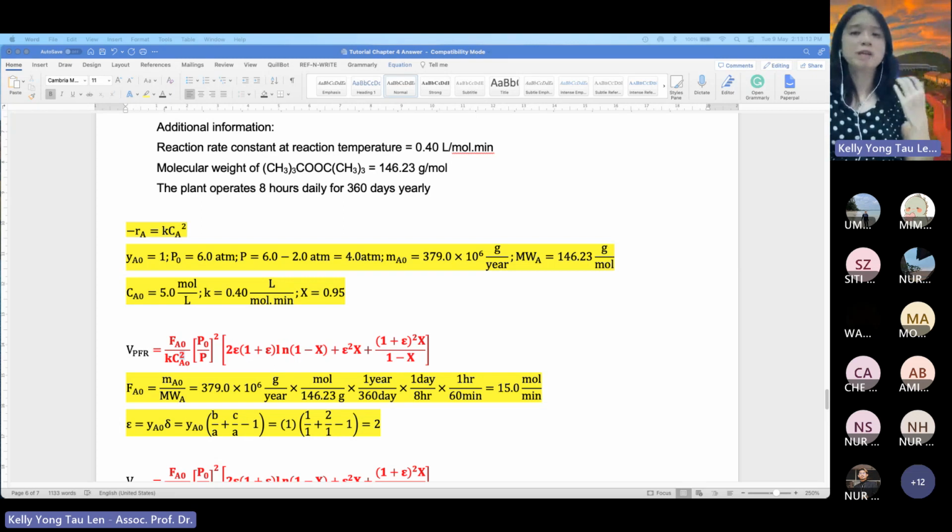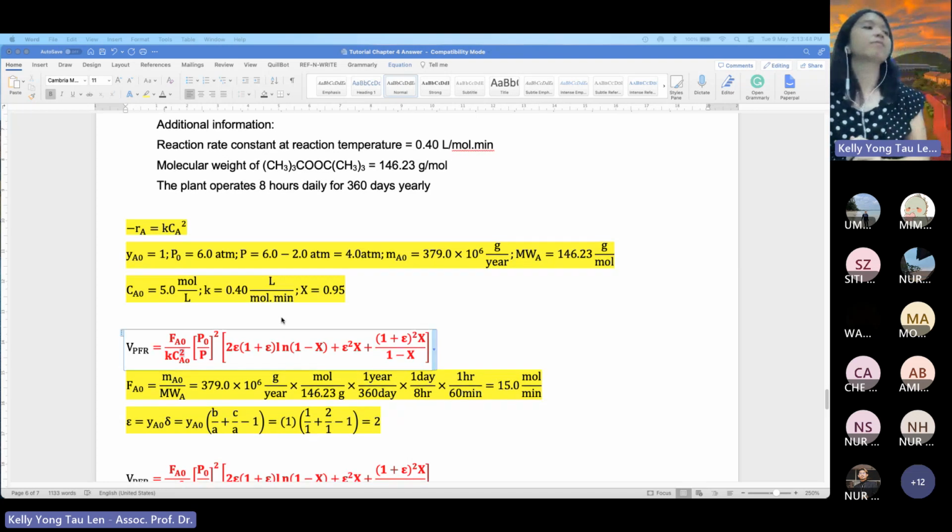So you must see the difference between the word to and off. If there's a pressure drop off 2 atm, maksudnya kejatuhan tekanan sebanyak 2 atm. If I say there's a pressure drop to 2 atm, maksudnya kejatuhan tekanan kepada 2 atm. Means your P is 2 atm. So you have to be careful of the word off and the word to. It gives you a significant difference in your numbers.